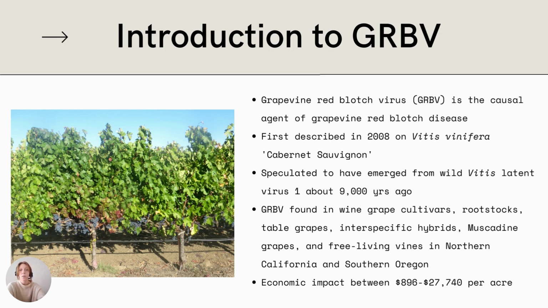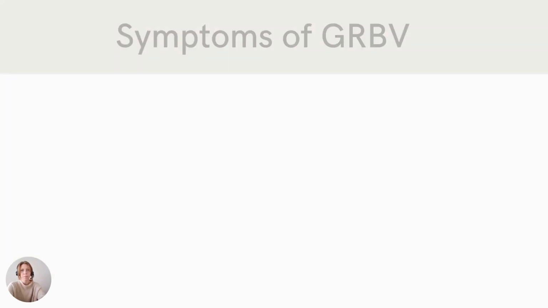GRBV is found in wine grape cultivars, rootstocks, table grapes, interspecific hybrids, muscadine grapes, and free-living vines in Northern California and Southern Oregon. The economic impact of GRBV can be anywhere from a low side of about $900 per acre to a high side of about $30,000 per acre, so it can have a substantial economic impact for growers.